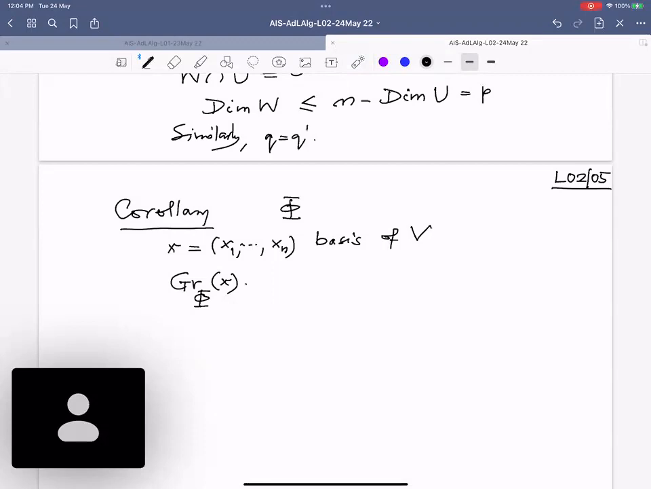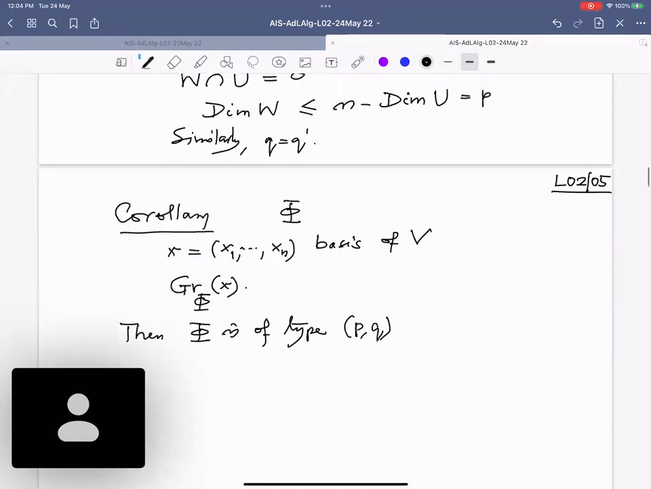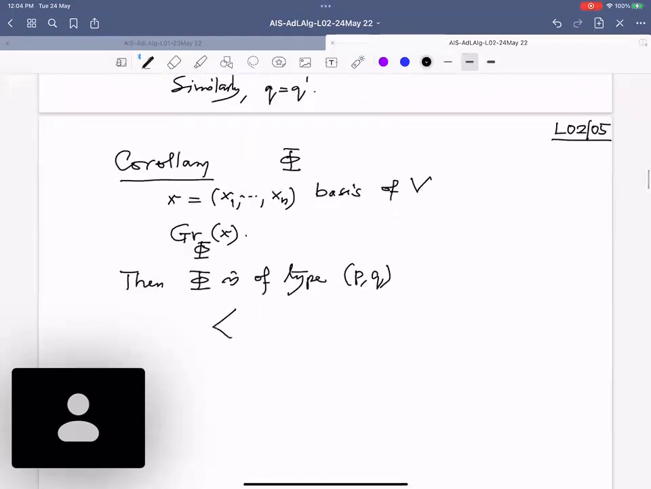Then phi is of type PQ if and only if Gr phi X is congruent to this matrix E PQN.